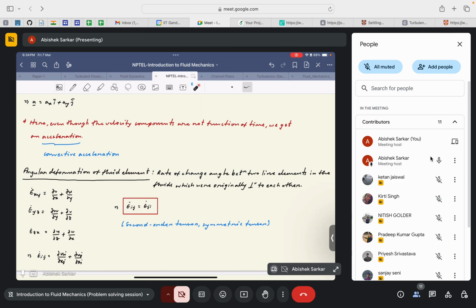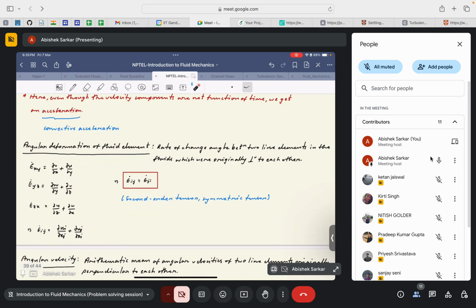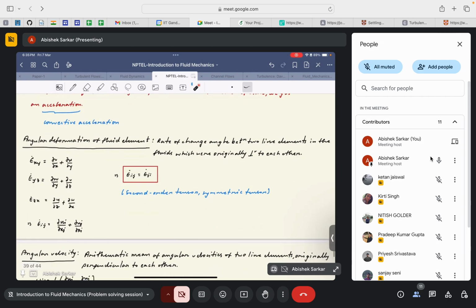The angular deformation of a fluid element is basically the rate of change of angle between two line elements in the fluid which were originally perpendicular to each other. Skipping the extensive derivation, for the Cartesian coordinate system, because Professor Chakraborty also derives it for the most simplified case, we can write epsilon dot xy as ∂v/∂x plus ∂u/∂y. So it's very easy to remember.